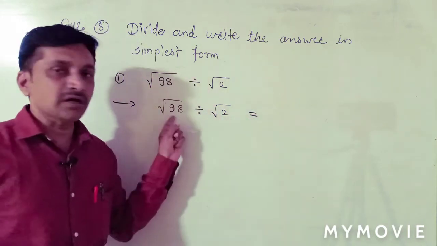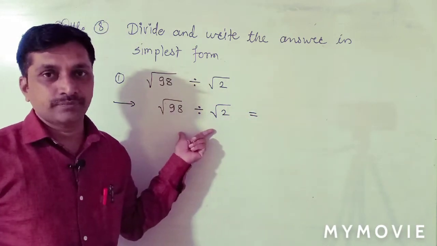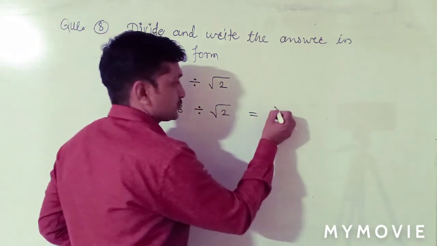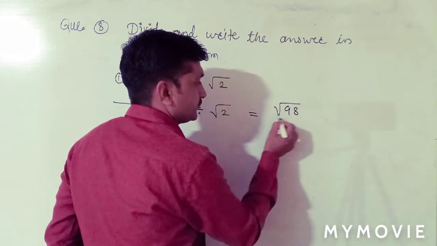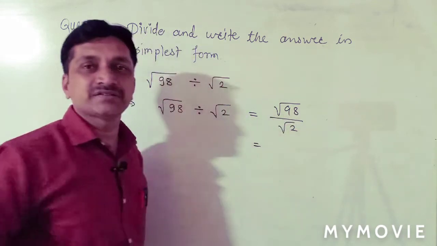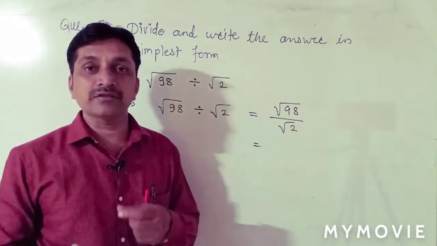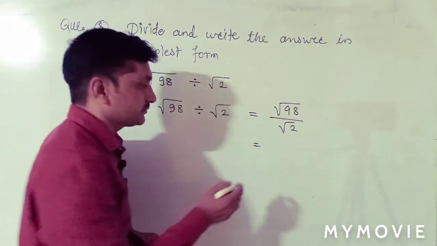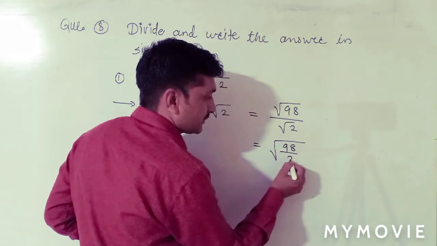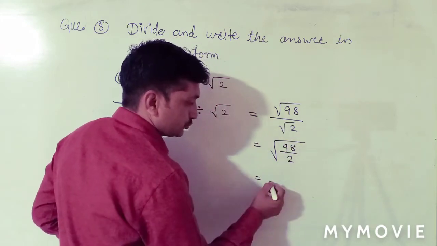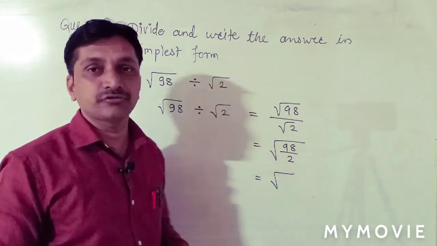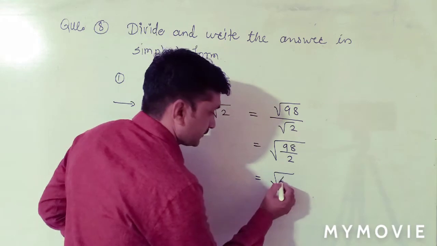Now these surds are arranged horizontally. Arrange them vertically. Square root of 98 divided by square root of 2. Both are like surds. Therefore we can write both numbers under the same sign. Therefore we can write them as square root of 98 divided by 2 is equal to, and now reduce them. 98 divided by 2, half of 98, is 49.